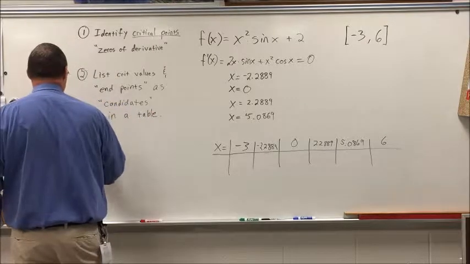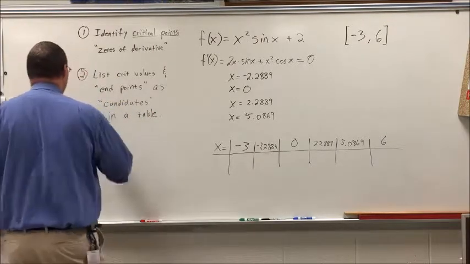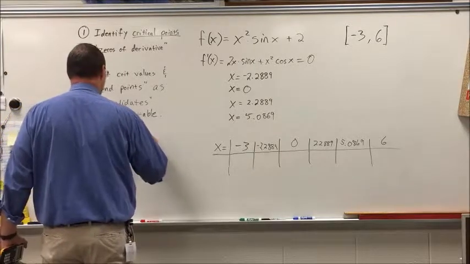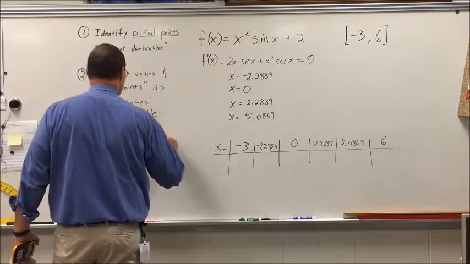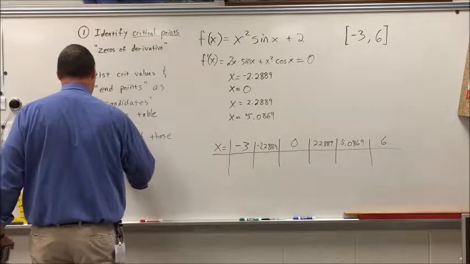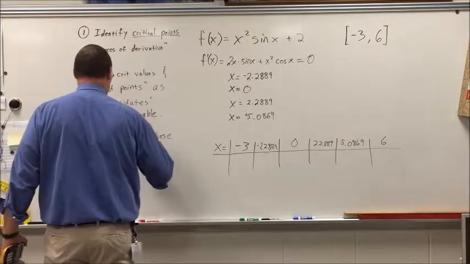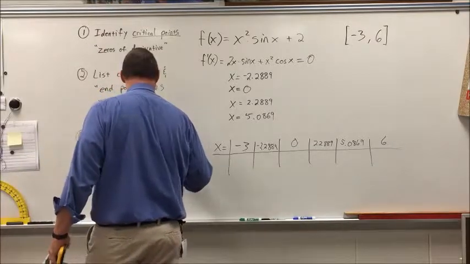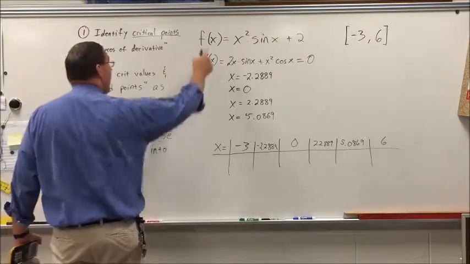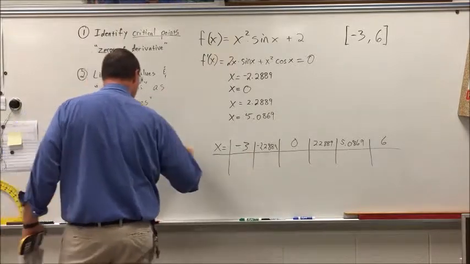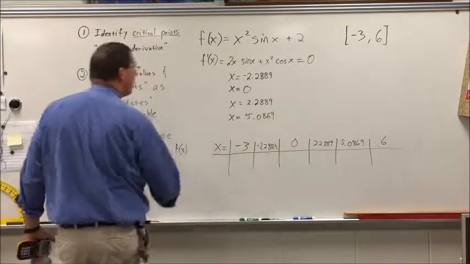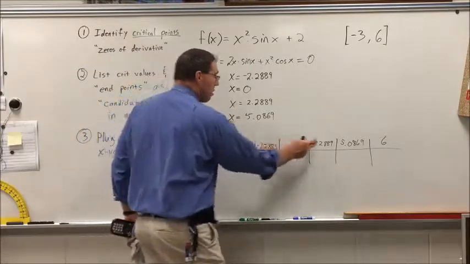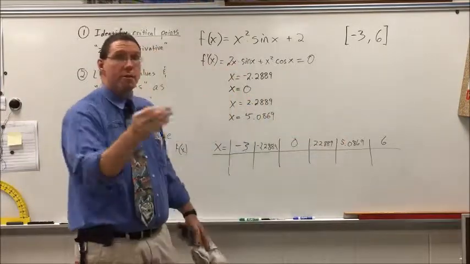Well, it's kind of second to last step. Step 3 here, plug all of those x values in step 2 into the original function, f of x, because we don't want the maximums and minimums of f prime. If you plug these numbers into f prime, you will get 0.